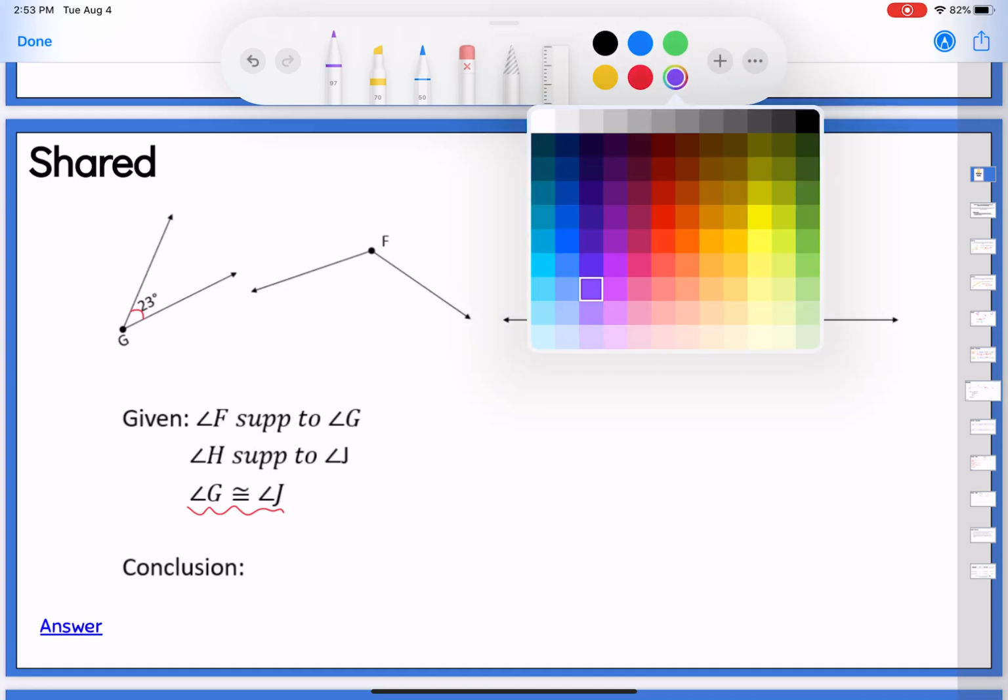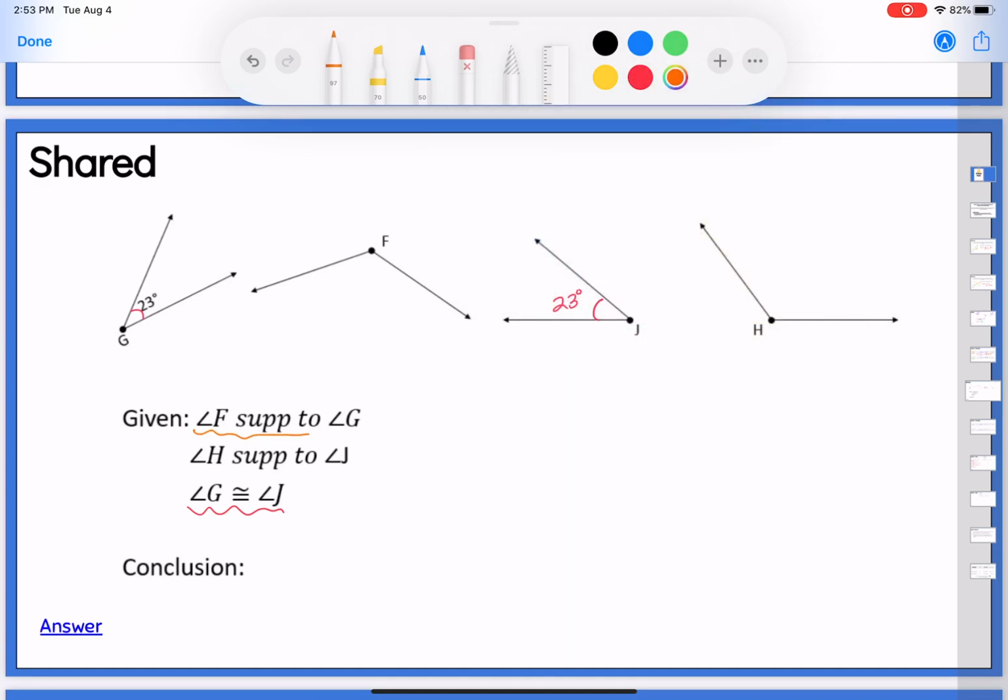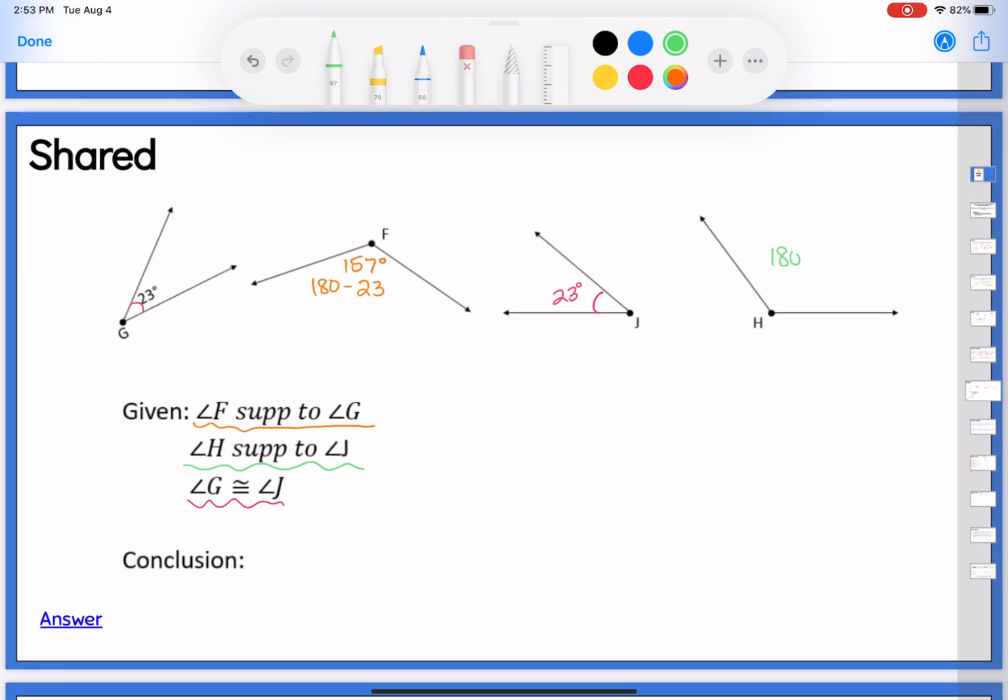Then I see that angle F is supplementary to angle G. So angle F would be 180 minus 23, which would give me 157 degrees. I see that angle H is supplementary to angle J. Angle J was 23, so I have H is 180 minus 23, which would give me 157 degrees. Oh, so now these two have the same measure, so angle F is congruent to angle H. Look at that.